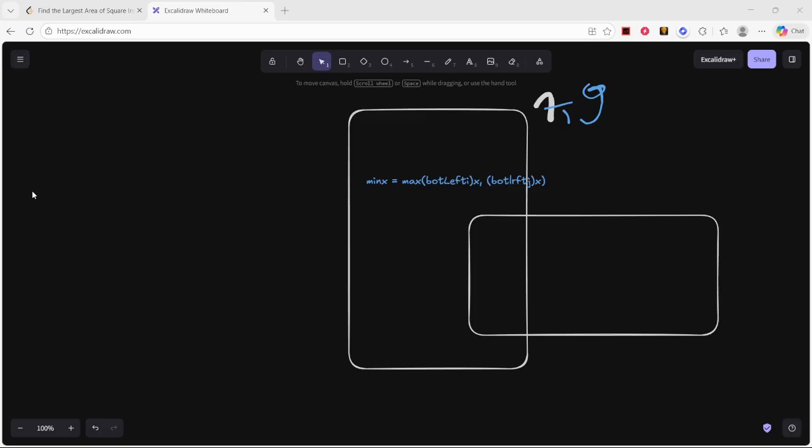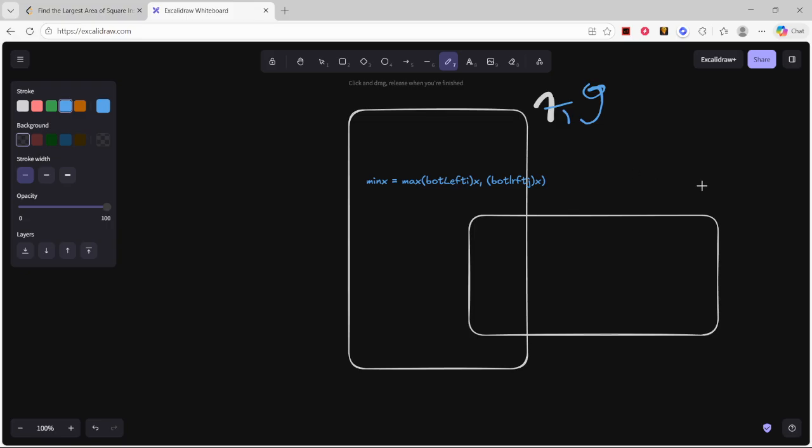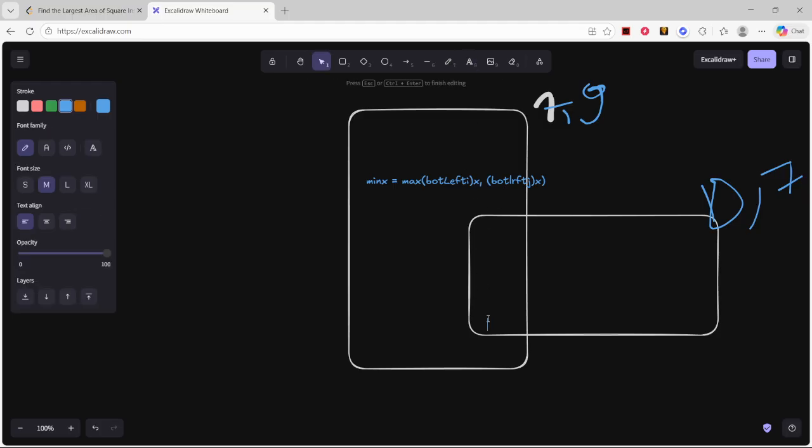This is one, and this is 10 or 7. Wait, and this is bottom left j, which is 2 and 4, and this is bottom left i, which is 1 and 2.